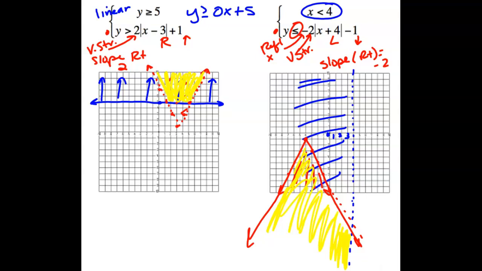All right, so you are going to practice this skill with a worksheet. It should be 3.3b.